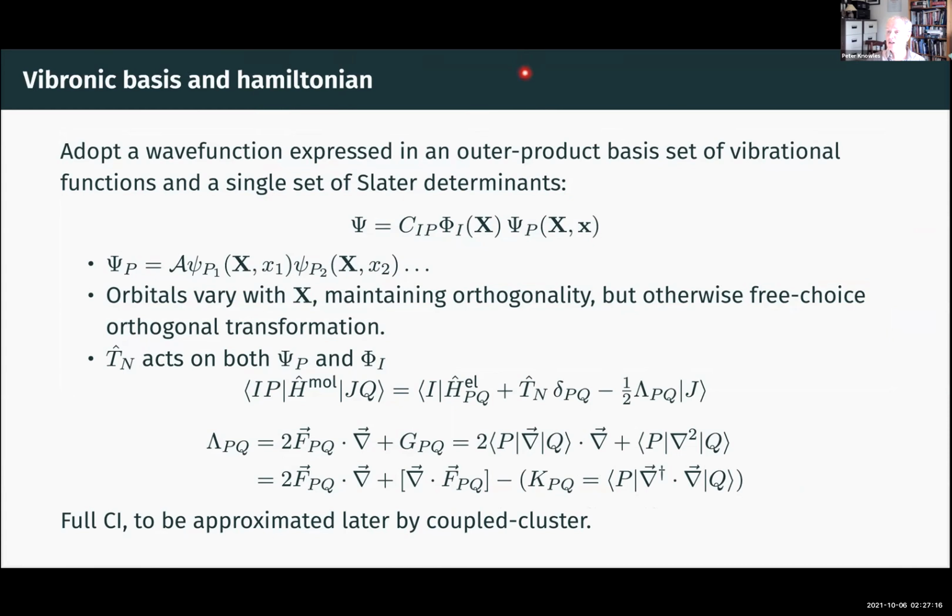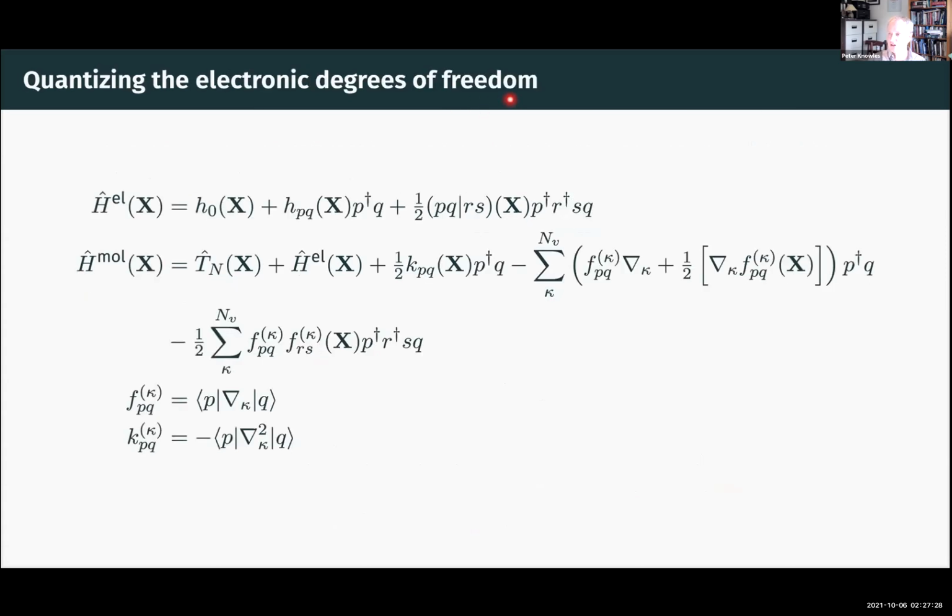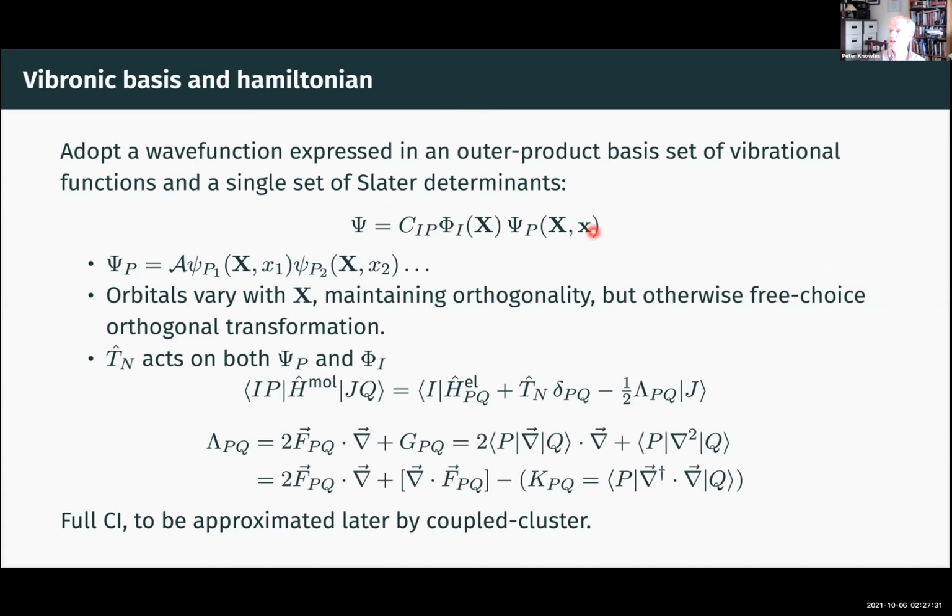Think about the additional complications that have come in. In principle, it's all the same, but we have the additional complication that, of course, the electronic wave function is already tied to the nuclear positions. So let's just set up the formalism a little bit. We're going to have a basis set, which is a product of electronic functions, Slater determinants, which also depend on nuclear position, and then nuclear functions, which depend on the nuclear position. And the orbitals vary with nuclear position, but otherwise there's some free choice within an orthogonal transformation.